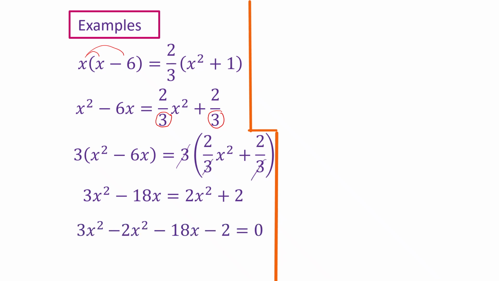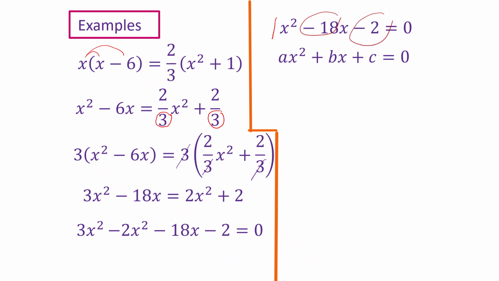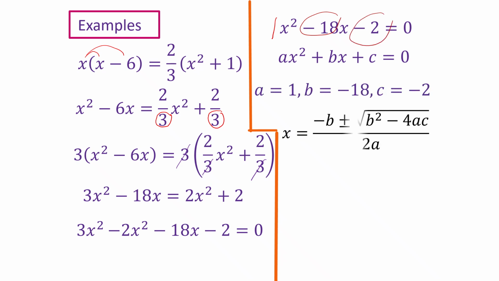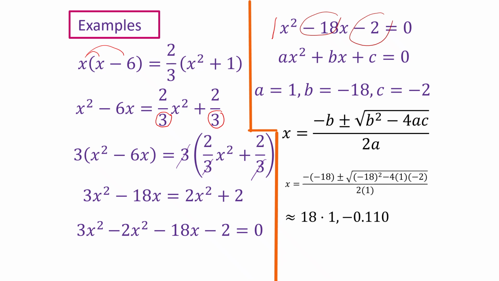If you put everything on the left hand side, you'll get a quadratic equation where you can use the quadratic formula to find the values of x. If you compare it with ax squared plus bx plus c equals 0, your a is 1, because x squared means 1x squared, b is negative 18, and c is negative 2. With these values, substitute into the quadratic formula, and then use a calculator to evaluate, and that will be your answer to three significant figures.